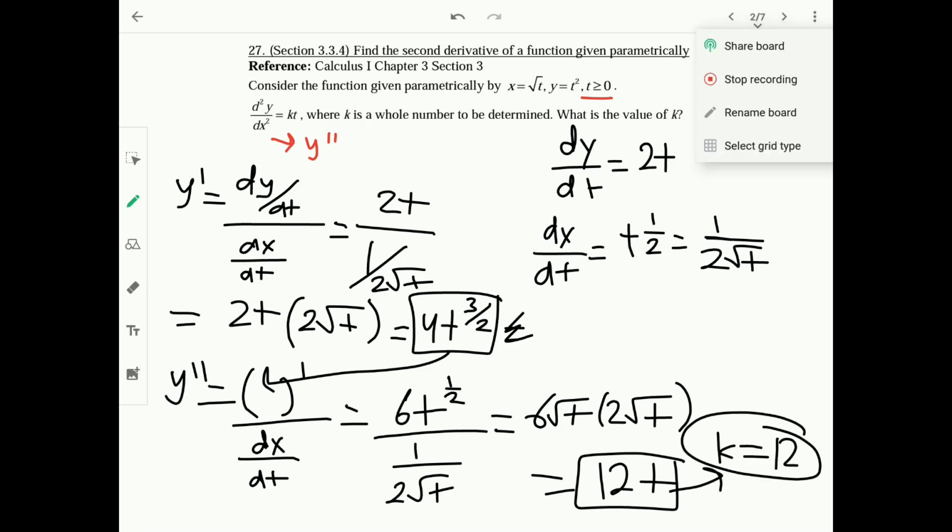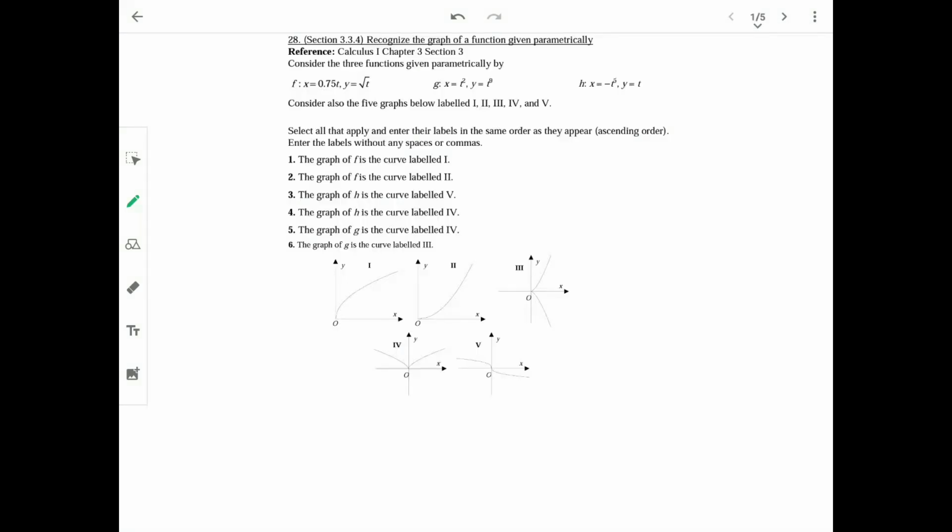That's it. Question 28. Recognize the graph of a function given parametrically. We have three functions here, f of x, g of x, and h of x, where we have x and y given in terms of t. We have 6 options and we have 5 graphs, and we have to see which of the options are correct. I'll give you guys a few seconds. You guys can solve and then we'll check together.